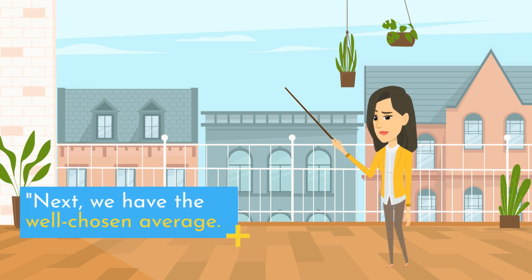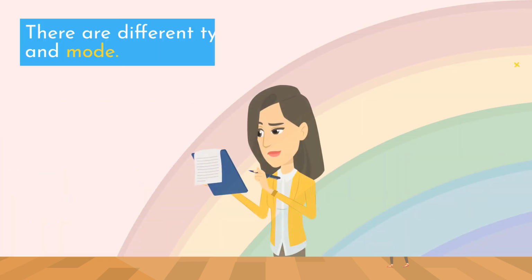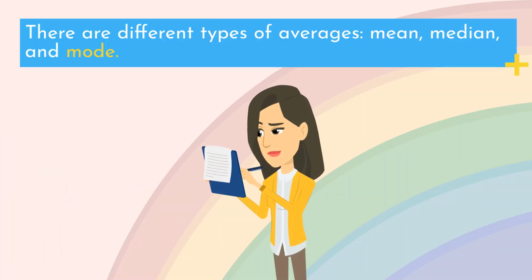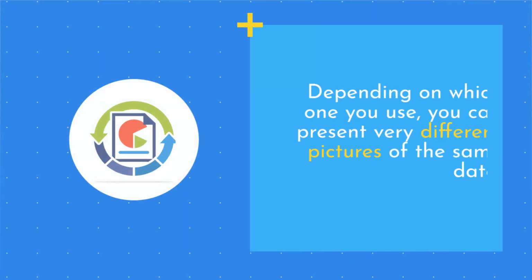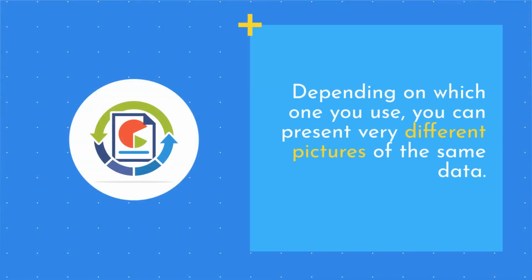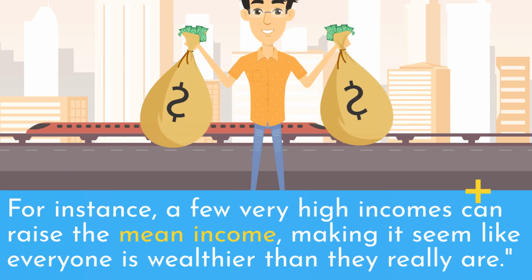Next, we have the well-chosen average. There are different types of averages: mean, median, and mode. Depending on which one you use, you can present very different pictures of the same data. For instance, a few very high incomes can raise the mean income, making it seem like everyone is wealthier than they really are.